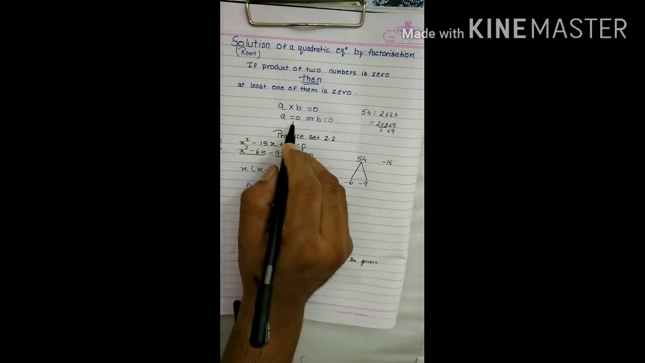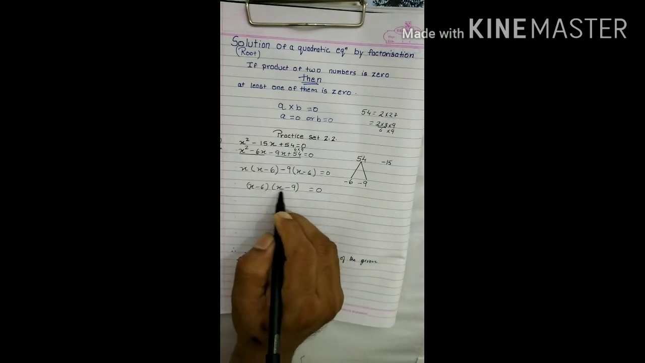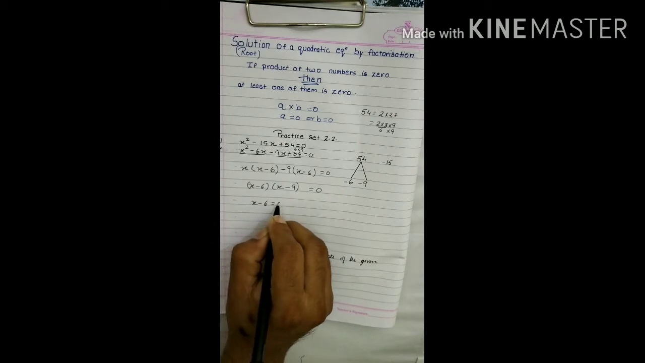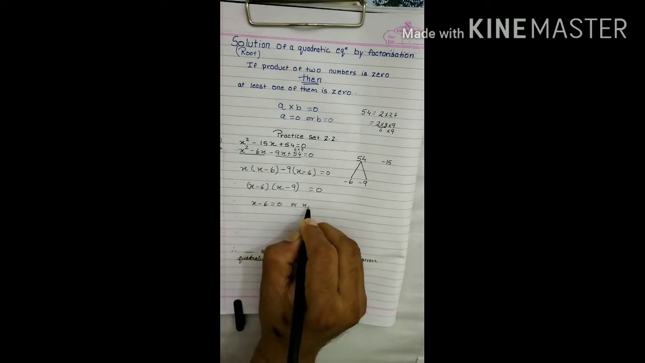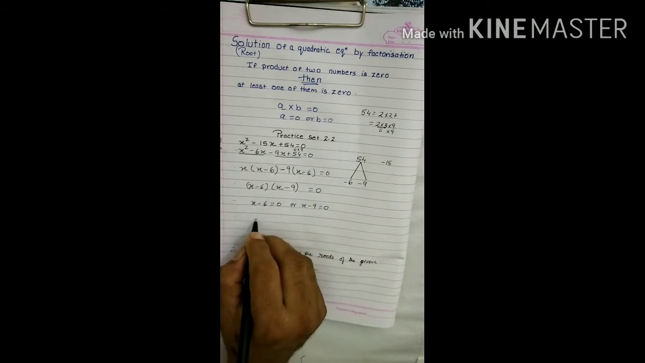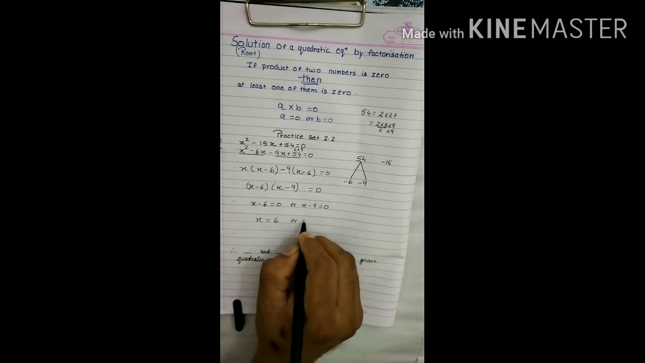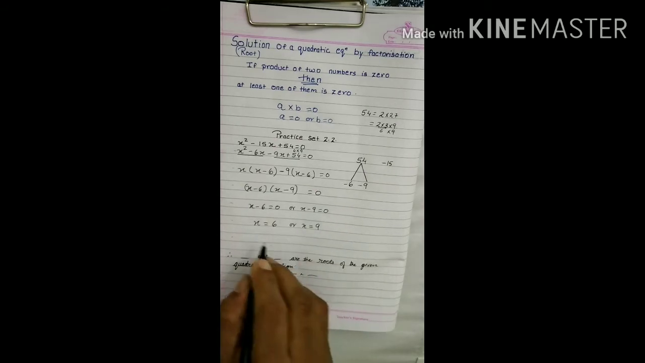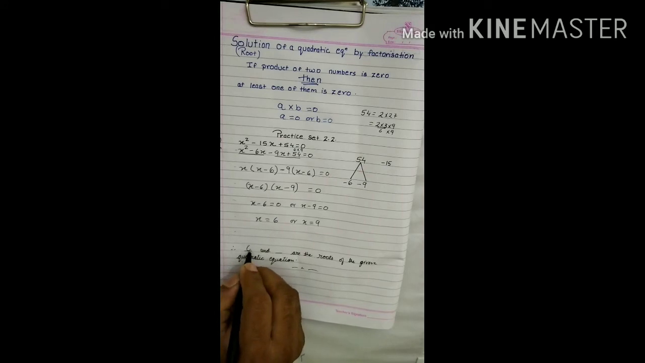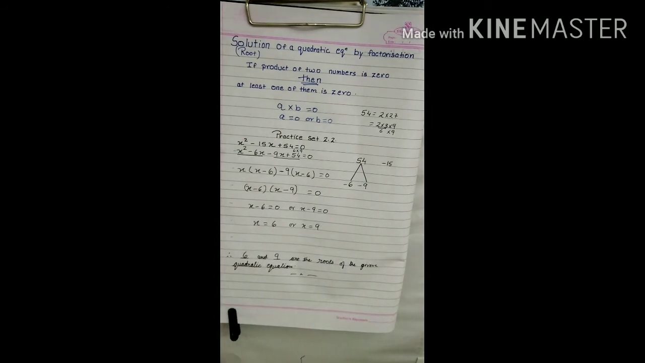As I explained to you, when the multiplication of two numbers is 0, either both are 0 or one is 0. So we take into consideration either x minus 6 is 0 or x minus 9 is 0. So minus 6 is taken that side, so it becomes plus 6, and minus 9 is taken on that side, it becomes plus 9. So we have got the roots of the equation. So last line we write 6 and 9 are the roots of the given quadratic equation.